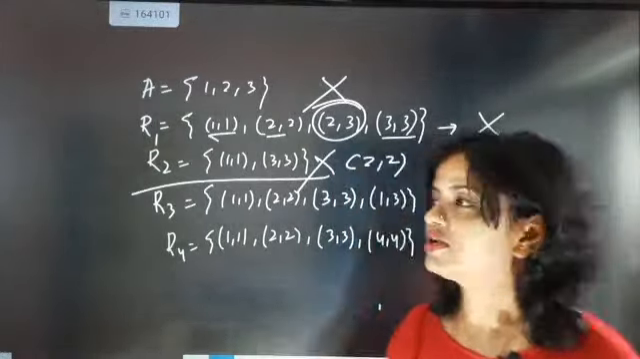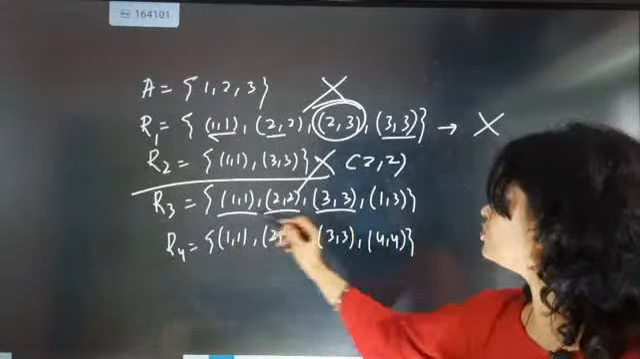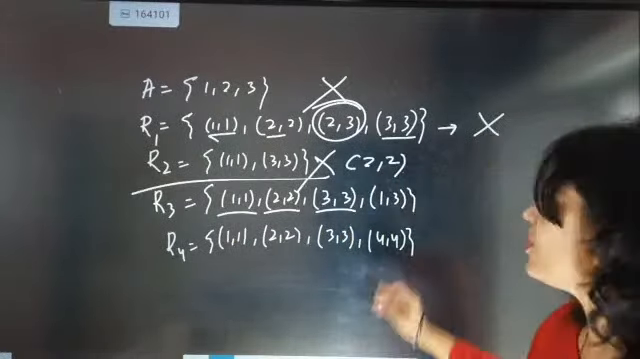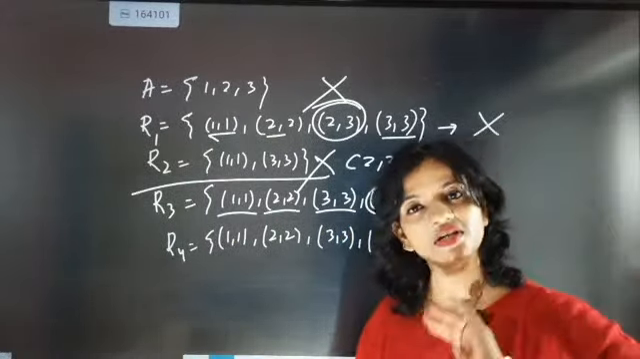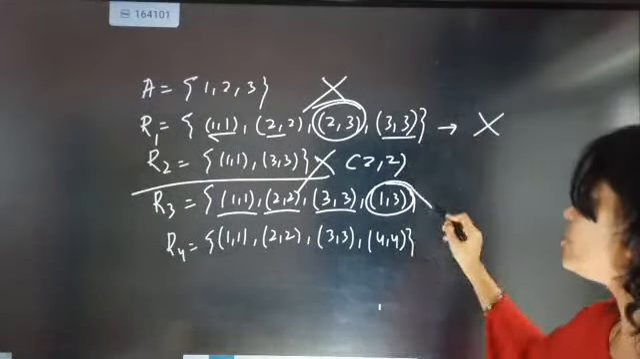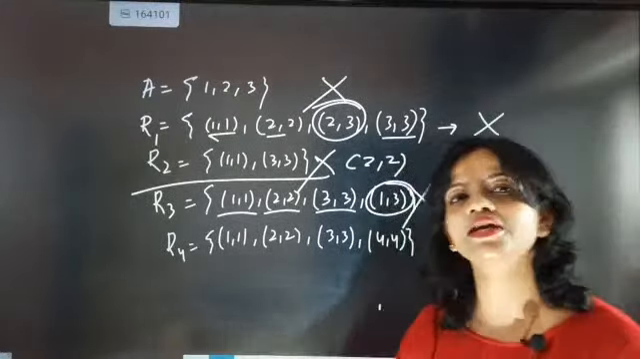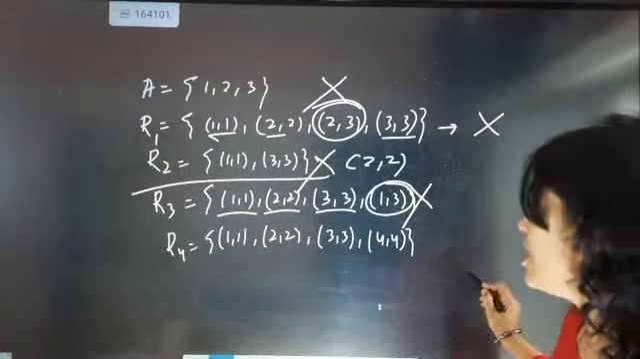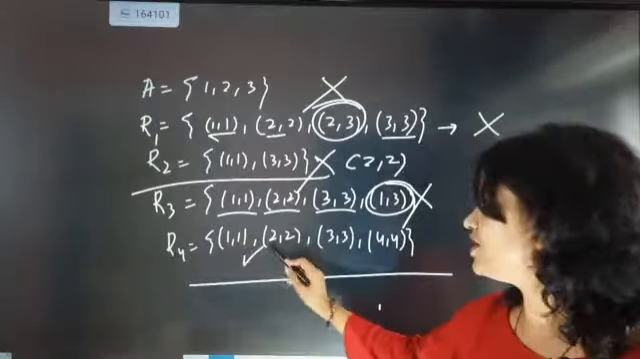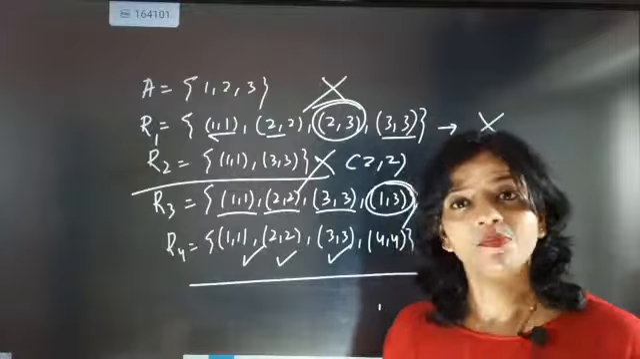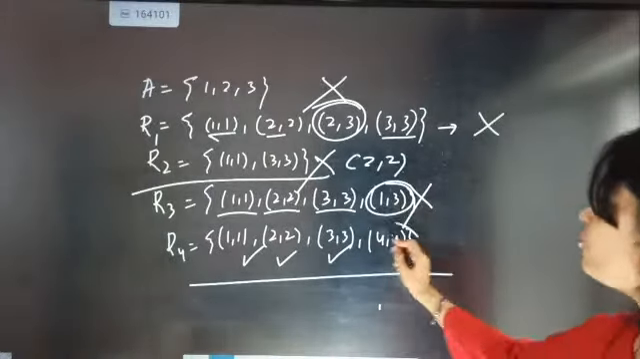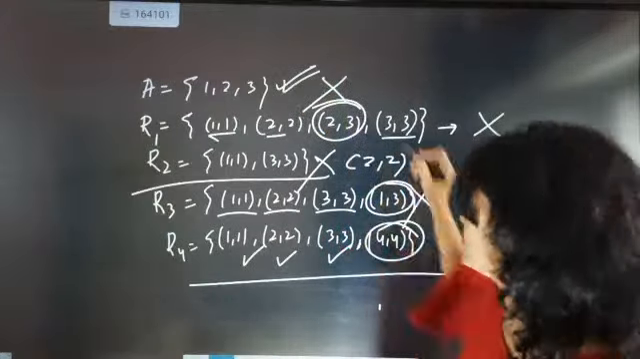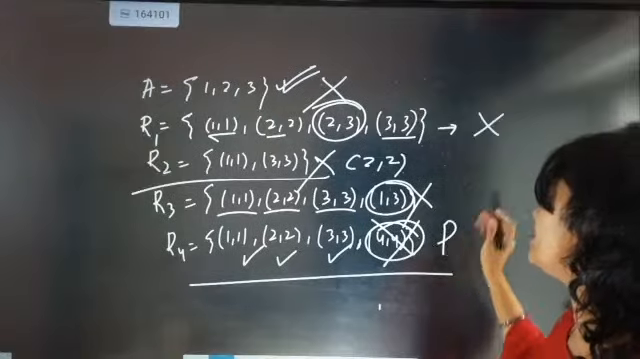Now the third one: (1,1), (2,2), (3,3) is there, but again (1,3) is there. They want strictly their family members. Since (1,3) is there, it is a relation, but it is not an identity relation. Here (1,1), (2,2), (3,3) are there, but also (4,4) is there, and (4,4) does not belong to A cross A. So again it is not an identity relation.